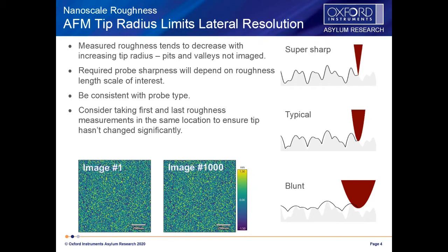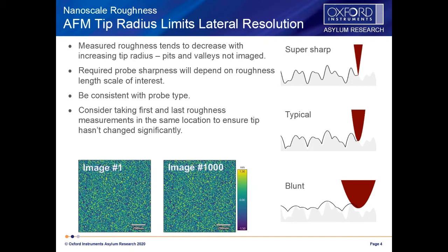The example on the right shows what happens when your tip is too blunt. If you look at the bottom image on the right hand side, we have a surface profile that is not being measured accurately because your tip is too blunt. The example in the center, a typical tip gives you more or less the right answer, but a super sharp tip gives you the most accurate measurement of the surface. So what you should try to do is make sure you are consistent with the type of probe you use if you are comparing different samples.